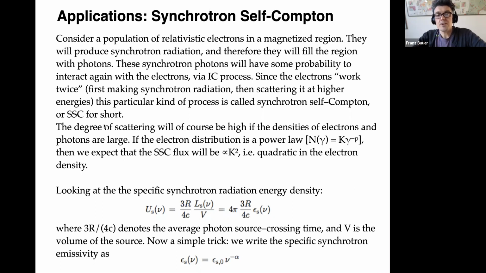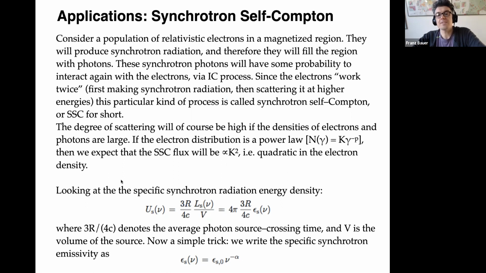And so the degree to which this occurs depends strongly on the electron densities and the photon densities. And so the places where you can imagine this happening are in radio jets, right, where you have some very, very compact region of relativistic electrons, and they're generating photons in a compact region, and so there's an interaction there. The electron distribution will go as this, and actually what we expect is that the SSC flux will go as k squared. So again, you can see that the electrons doing work twice comes from this k squared term. And the way you can see this is the following.